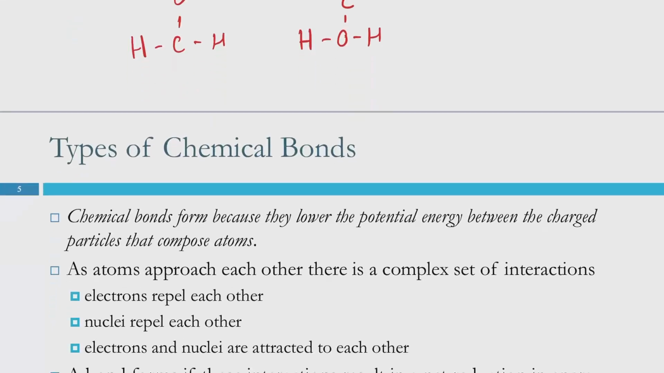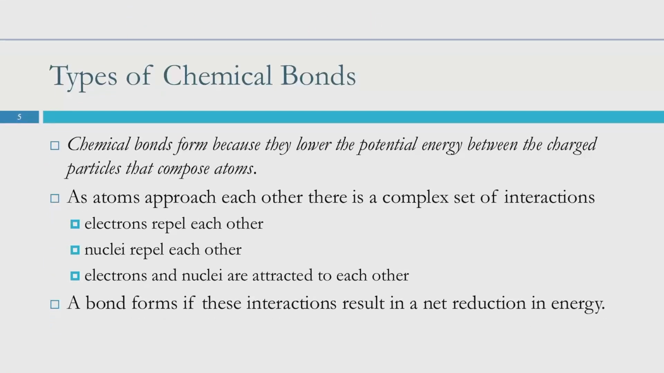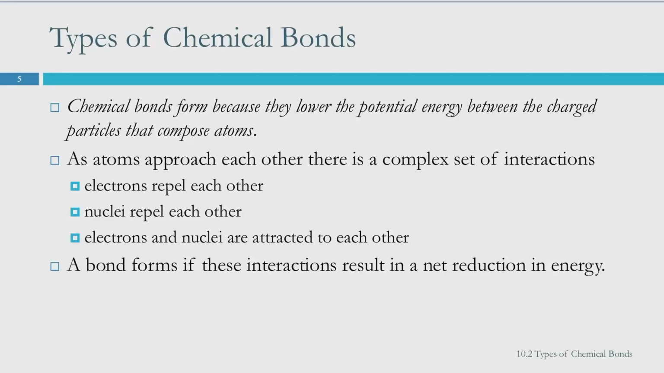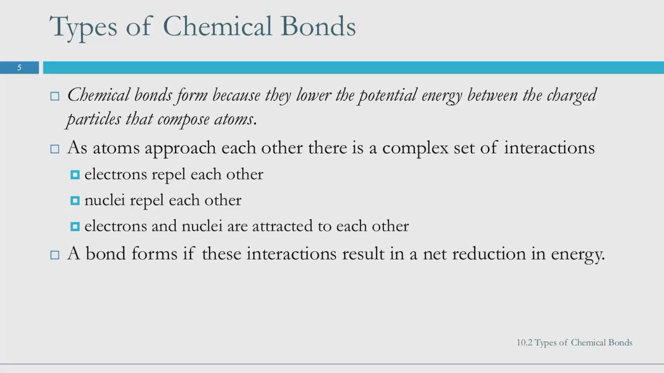Before we get there, let's talk about some chemical bonds. Chemical bonds, bonds between atoms, form because they lower the potential energy between the charged particles that compose the atom. So it reduces our potential energy with our electrons and our protons. As two atoms approach each other, there are some interactions going on.